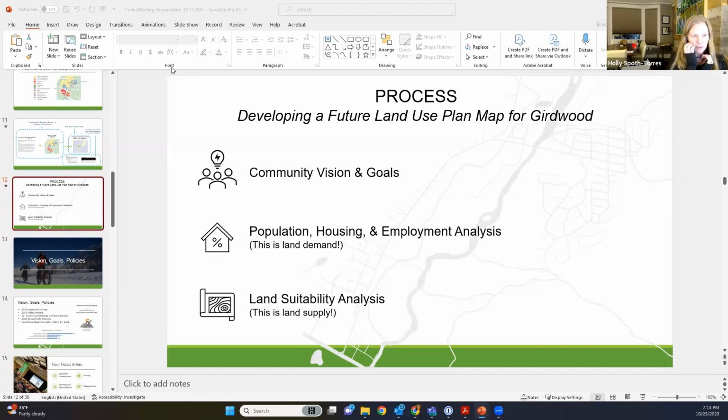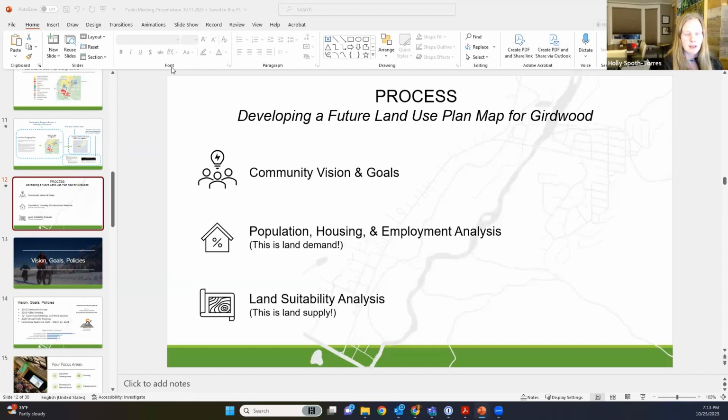And this is what I said at the meeting. I want everybody to think about this as what we talk about as the demand for land, right? Based on the current economic, housing, employment, and population situation, this is going to be what you're currently experiencing for land demand.